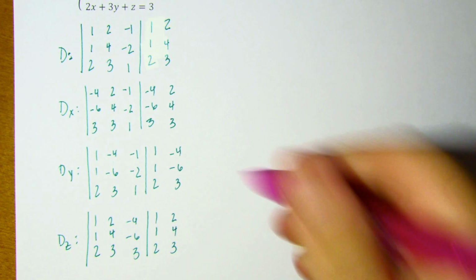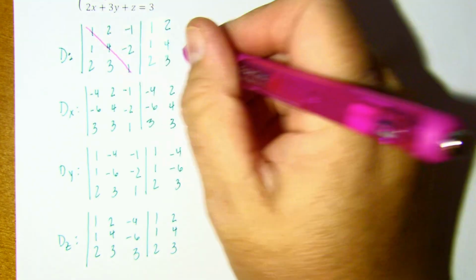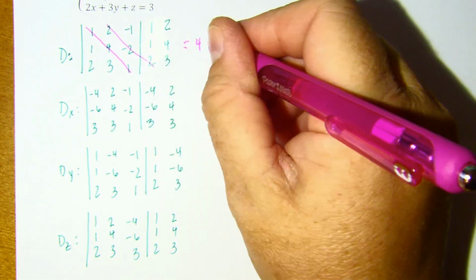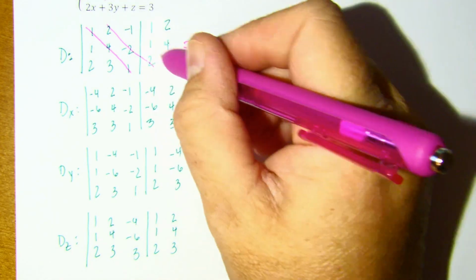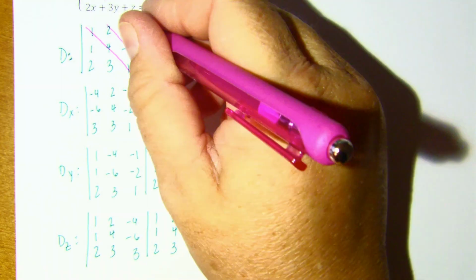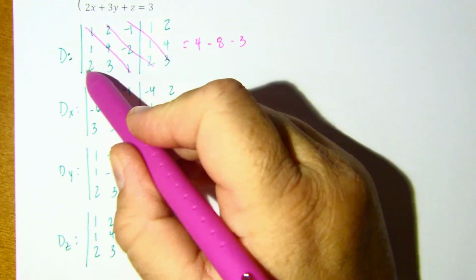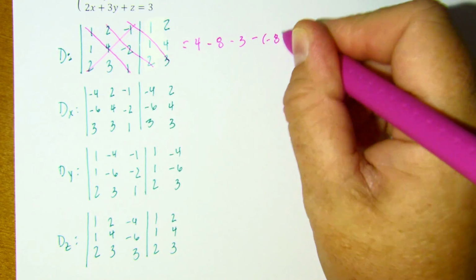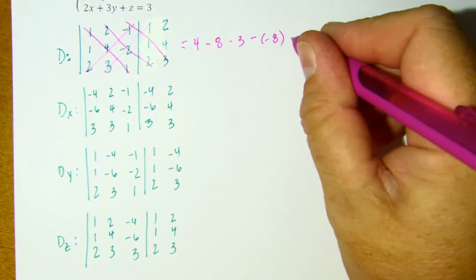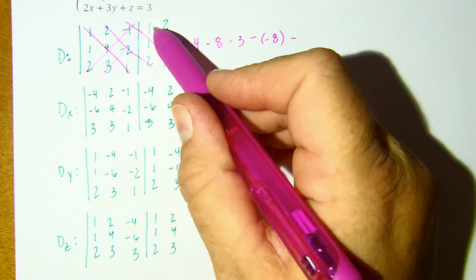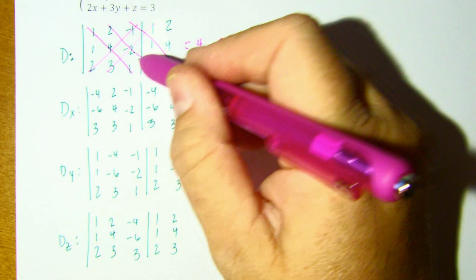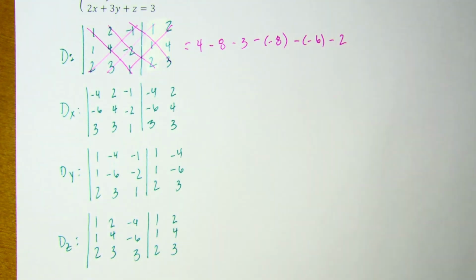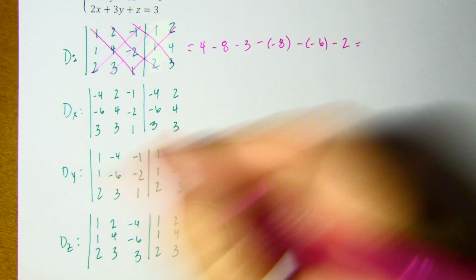So, evaluating the first one here, 1 times 4 times 1 is 4. 2 times -2 times 2 is -8. 1 times 1 times 3 is 3. And then the opposite diagonals we subtract. So 2 times 4 is 8 times -1 is -8. And then here we have -3 times 2 is -6 times 1 is -6. And then 1 times 1 times 1 times 2 is -2. And then I'll go ahead and evaluate all of them at the end.